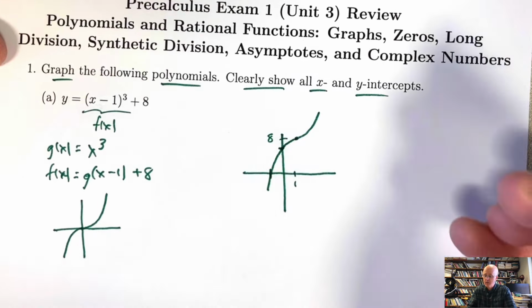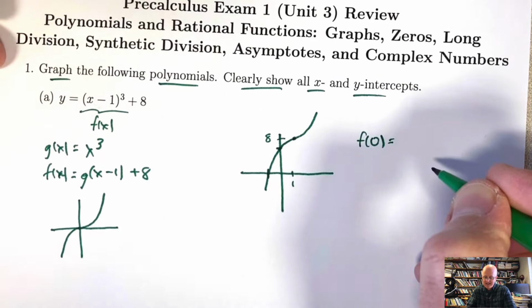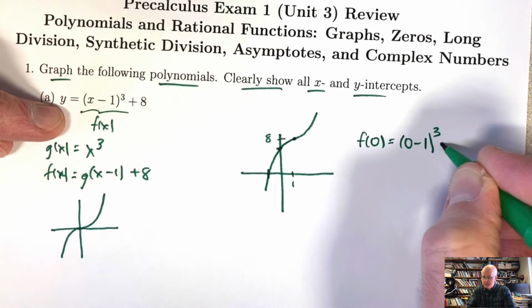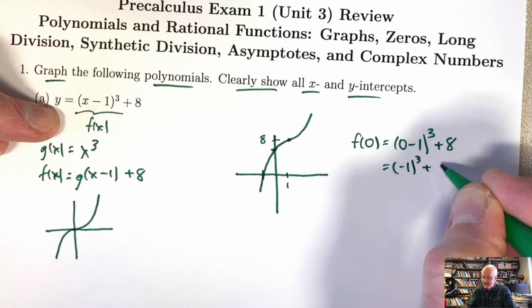The y-intercept is always easy. Just plug in x equals 0. What is f of 0? It would be (0 minus 1) cubed plus 8. That will be (negative 1) cubed plus 8.